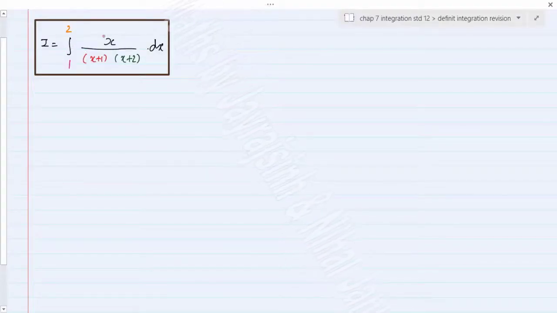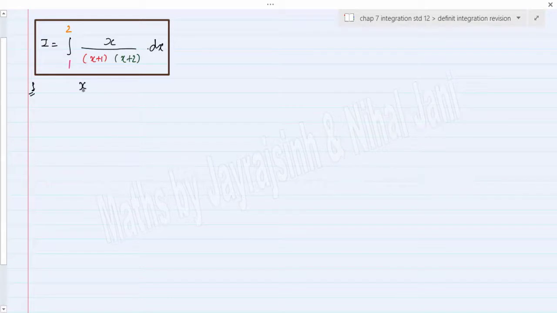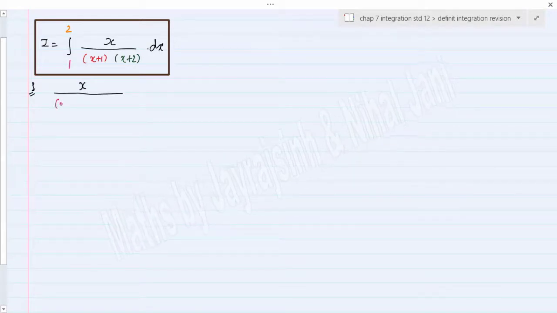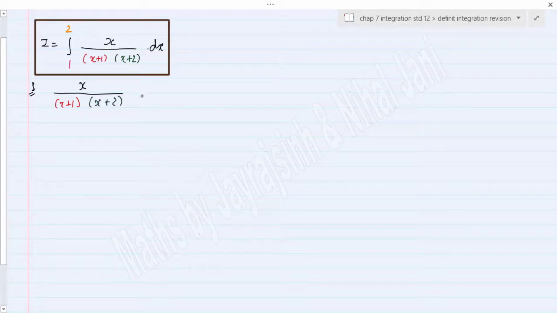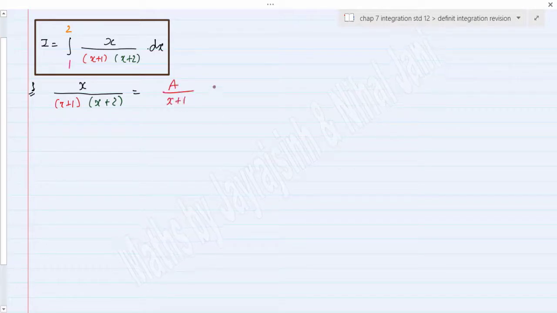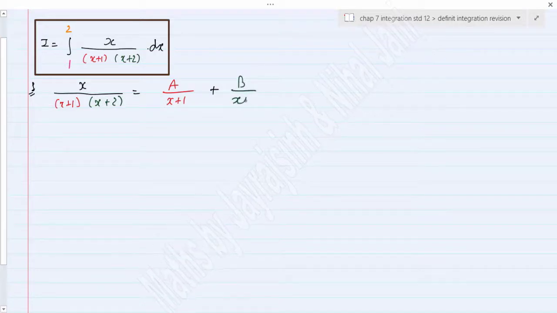Here we have to integrate x upon x plus 1, x plus 2. Limit is from 1 to 2. So let's use partial fraction for simplification. The first step of the partial fraction is proper assumption. X plus 1 and x plus 2 both are linear factors. So for x plus 1, we have to assume a upon x plus 1, and for x plus 2, we have to assume b upon x plus 2.